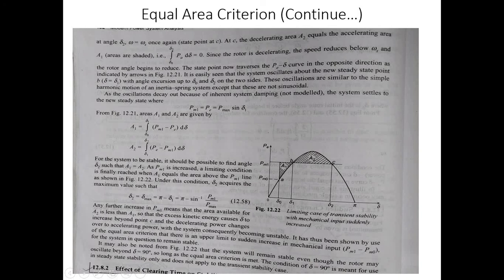The decelerating area A2 equals the accelerating area A1, such that integration of del 0 to del 1 P_a d del is equal to 0. Since the rotor is decelerating, the speed reduces below Ws and the rotor angle begins to reduce. The state point now traces the P-del curve in the opposite direction. It is immediately seen that the system will oscillate about the new steady state point B, del is equal to del 1, with angle excursion between del 0 and del 2.